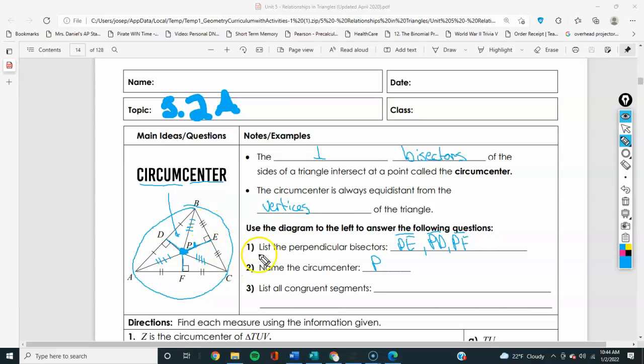Well, each side gets cut in half, right? So I have BE is congruent to EC. I have this side I gotta deal with too, right? So I have BD to DA. I have down here, right? I have AF and FC.